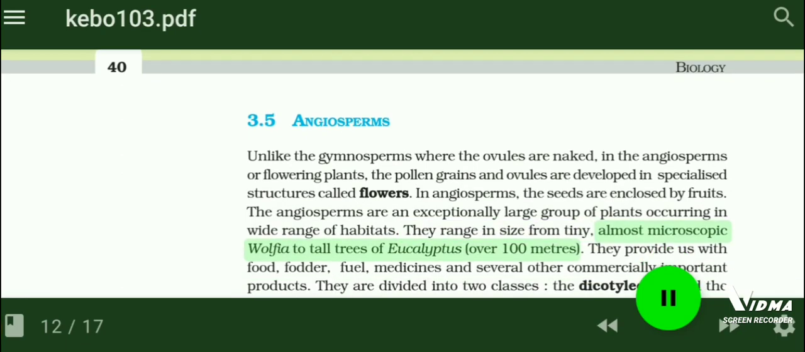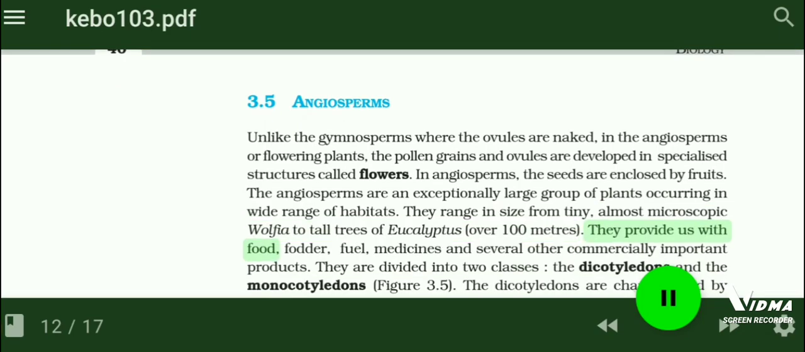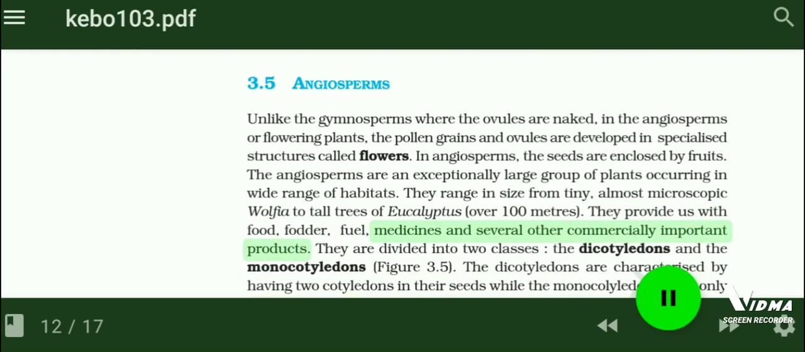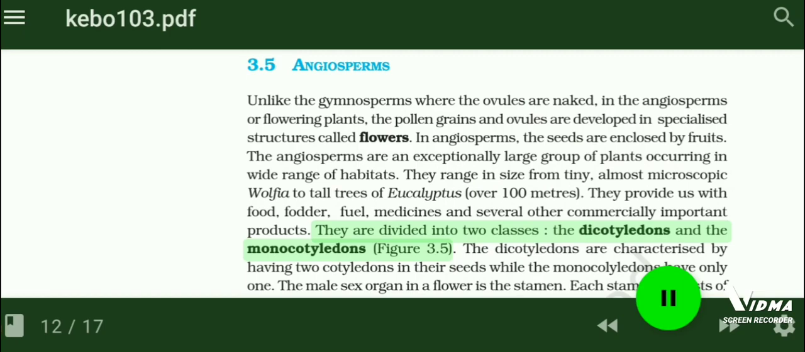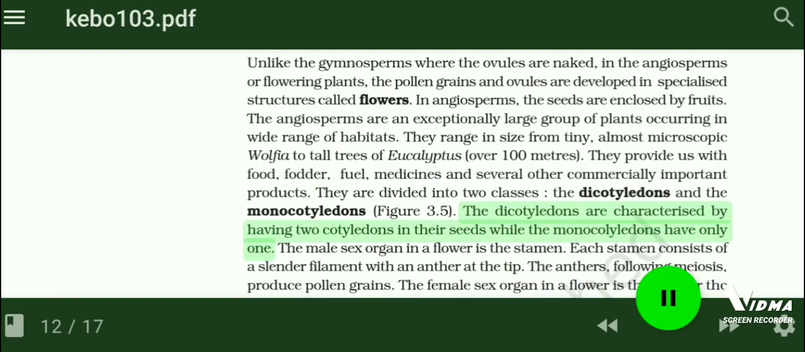3.5 Angiosperms. Unlike the gymnosperms where the ovules are naked, in the angiosperms or flowering plants, the pollen grains and ovules are developed in specialized structures called flowers. In angiosperms, the seeds are enclosed by fruits. The angiosperms are an exceptionally large group of plants occurring in a wide range of habitats.